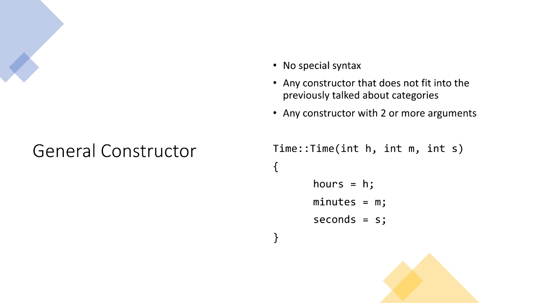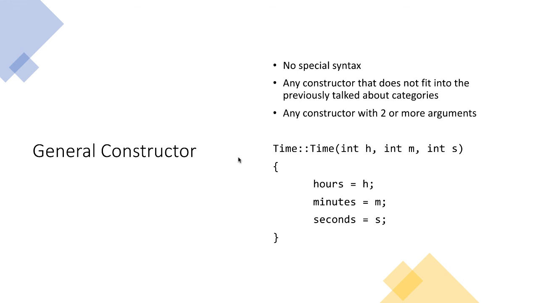Very interesting. And here we have the general constructor. It has no special syntax. Any constructor that does not fit into the previously talked about categories is a general constructor. And any constructor with 2 or more arguments is also a general constructor. Now, don't let this scope operator throw you off. This is just an implementation of a constructor outside of this class specification, so in the .cpp, the source file. And we use this scope operator to tie it to that time class header file.